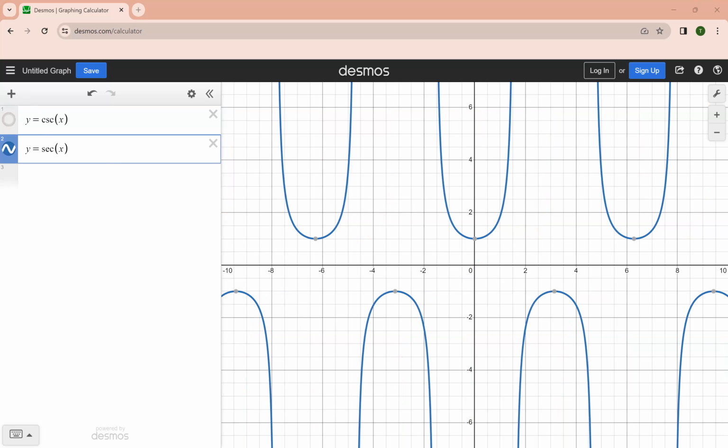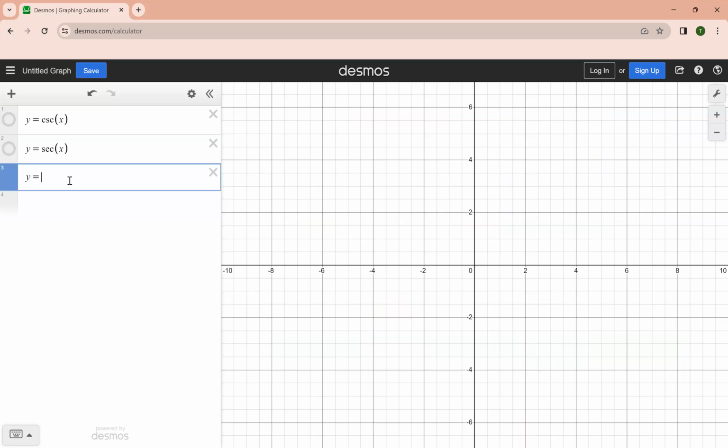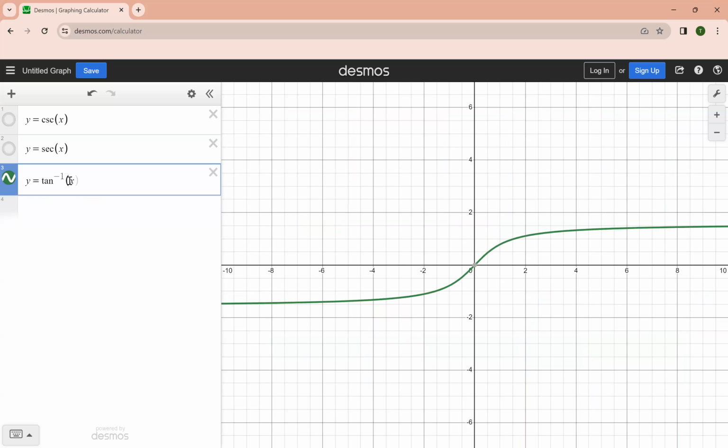Sorry, I lost my place. What's the third one? Oh, the arctangent. Arctangent of x. All right, so what do you think? Is this one odd? Does it have origin symmetry? Yeah, it is. So the other way is to just graph it.